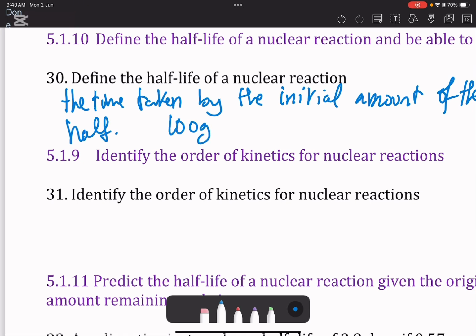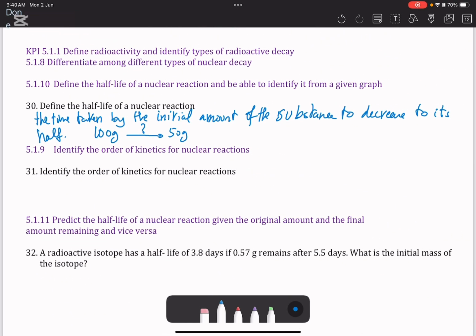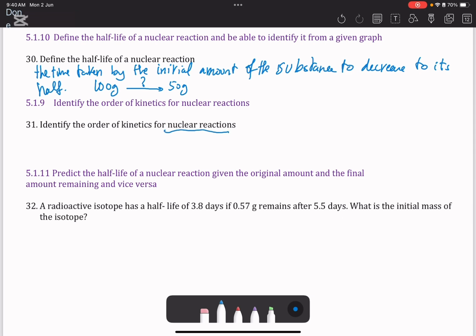So for example, if I have 100 grams of a radioactive substance, I need to check how much time it takes for the 100 to become 50 grams, half of the quantity. So this is the time required for half of a sample of a particular radioisotope to decay and reach half of its original amount. Identify the order of kinetics for nuclear reactions. All nuclear reactions follow first order kinetics.